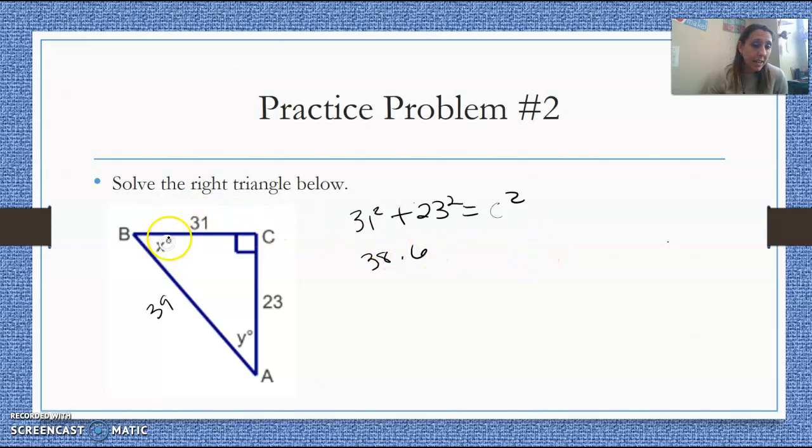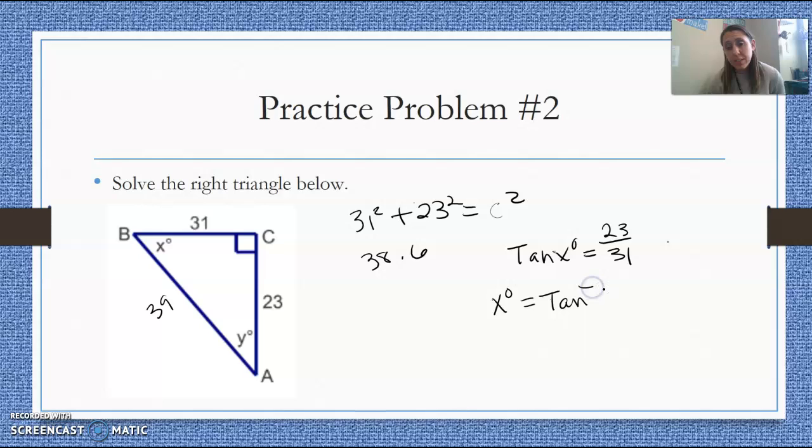If I'm solving for x, I've got the adjacent and the opposite, which is tangent. So the tangent of x degrees is going to be equal to 23 over 31. So remember when we have that, x degrees is going to equal the inverse of tangent of 23 over 31. And you type that in your calculator. You do second tangent, and then you type in the 23 over 31, which is opposite over adjacent, and we get 36.57. But since that is being rounded to the nearest whole, we're going to say 37 degrees.